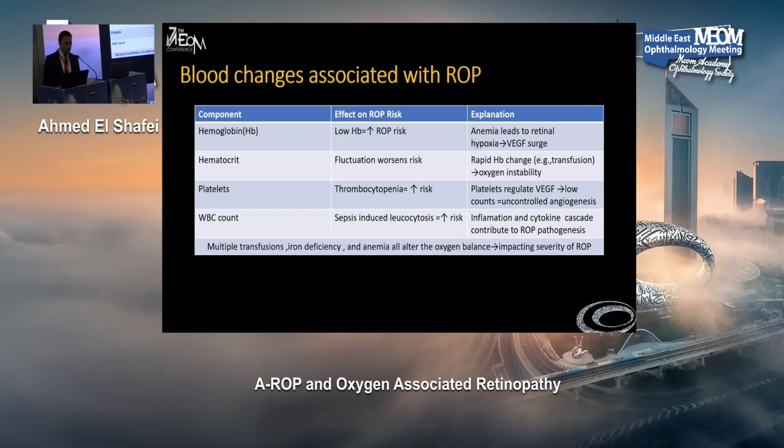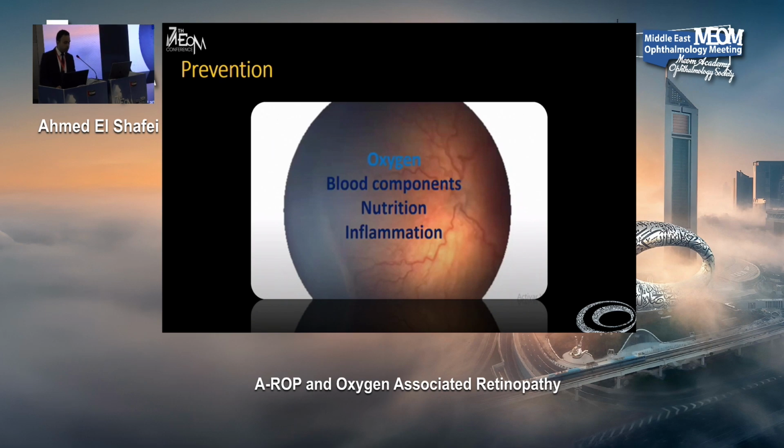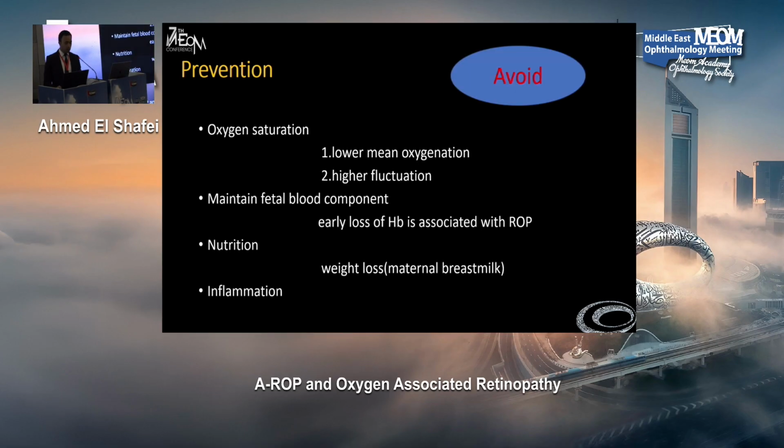So multiple transfusions, iron deficiency, and anemia all alter the oxygen balance, impacting severe ROP. How to prevent it? We target the oxygen, the blood components, the nutrition, and the inflammation. So avoid higher fluctuation, low mean oxygenation, early loss of hemoglobin, weight loss, and inflammation.